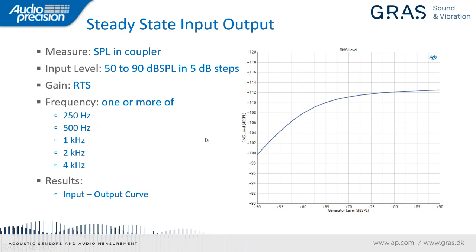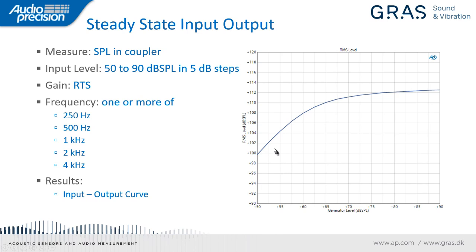The steady state input-output is a measurement for hearing aids that have automatic gain control. In this case, we're measuring the sound pressure level in the coupler. The input to the device is a sine at a frequency of one of these values: 250, 500, 1 kilohertz, 2 kilohertz, or 4 kilohertz. The gain of the device is set to the reference test setting. And we sweep the level of the sine wave from 50 to 90 dBSPL in 5 dB steps. And the result is this input-output curve.